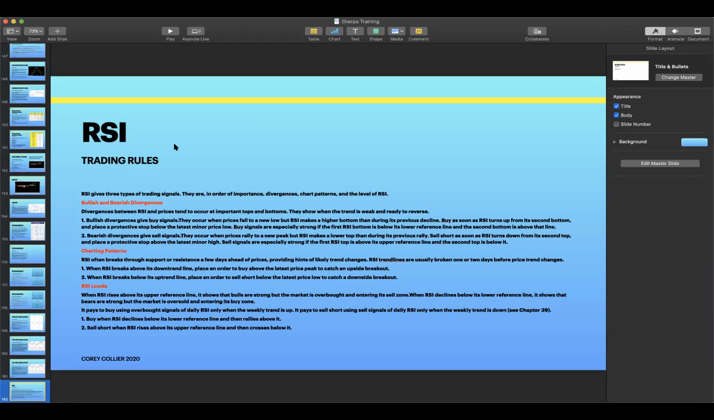Now, again, you got bullish and bearish divergences, right? We went over divergences just previously. It's the same thing. Divergences between the RSI and prices tend to occur at important tops and bottoms. They show you when the trend is weak and ready to reverse. That's what the RSI shows you. It's a relative strength index. So if you see it at the top and price is showing you that it's exhausting, and we're looking at it at the retest, all of this, guys, is building your confluence.